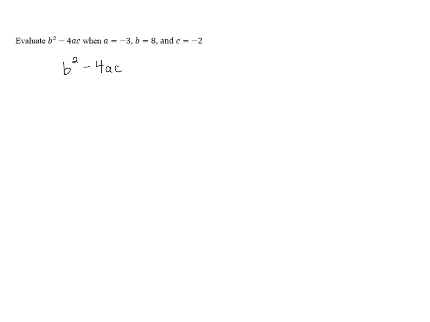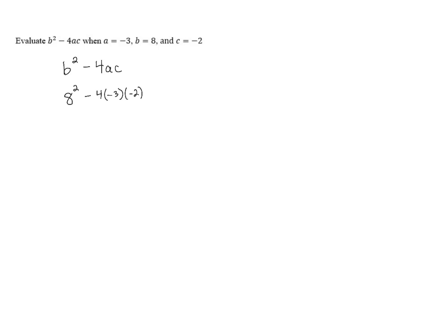We start off with b squared, and b is 8, so that's 8 squared. If b was negative, we would have to put parentheses around b, because otherwise it wouldn't fit with order of operations. And we'll talk about that at the very end of this problem. But for now, let's just finish this one. So we have minus 4 times a, which is negative 3, times c, which is negative 2.